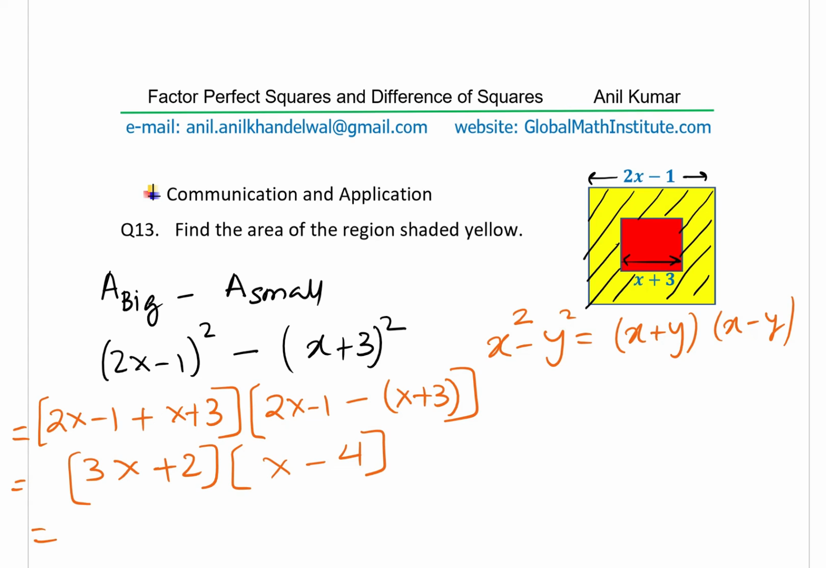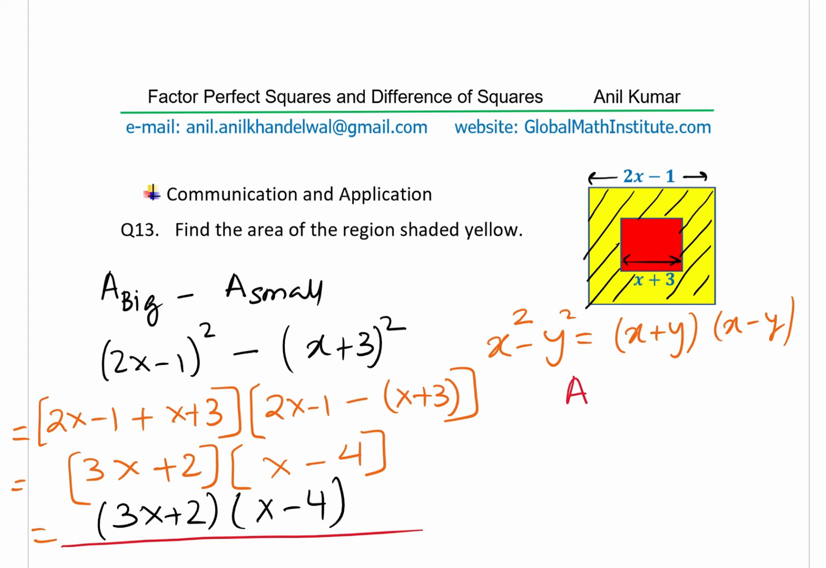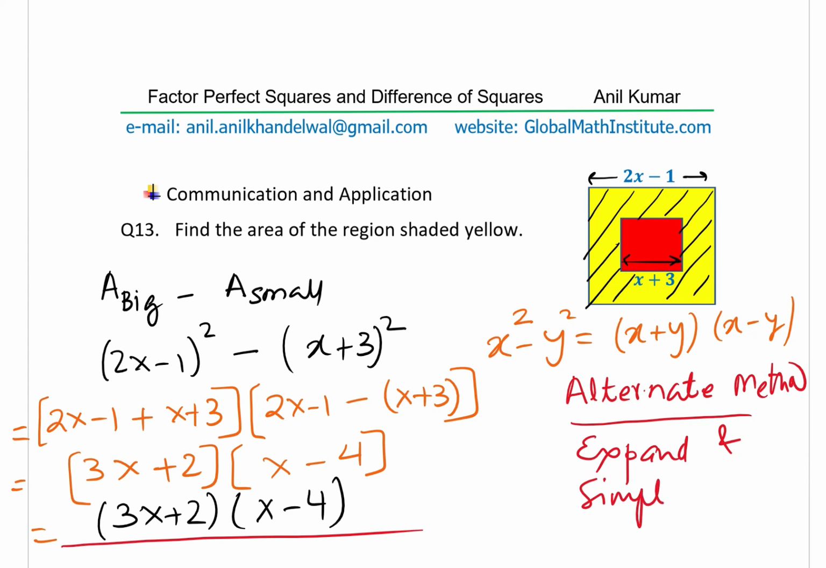So basically, we get our factored form. Let me rewrite this as the final answer. We could write this as 3x plus 2 times x minus 4. Now that is the utility of difference of squares formula. As you can see here, we really did not expand and then get the answer. But you can always provide the alternate method, which is to expand and simplify, right? I'm not using it, but you can provide an alternate method to expand and simplify, right? You should get the same answer.